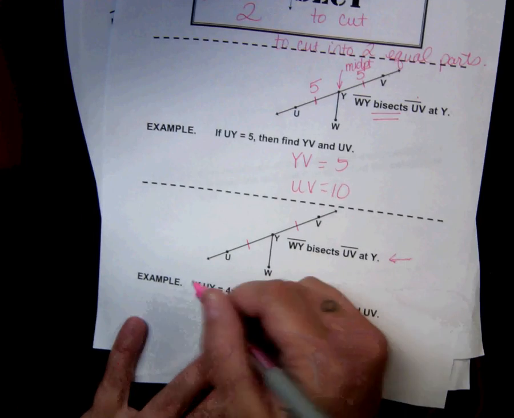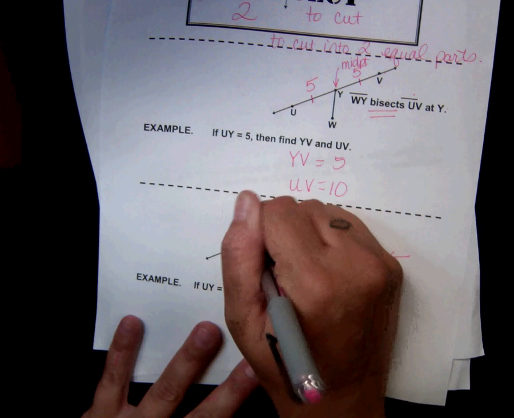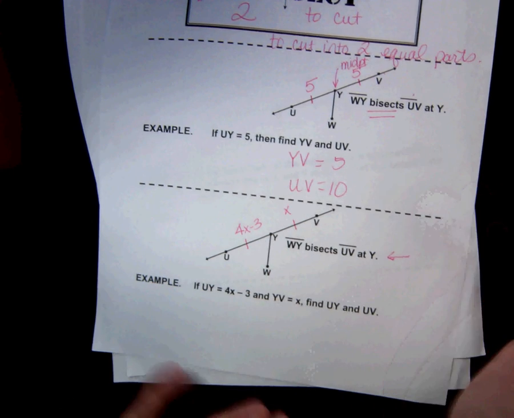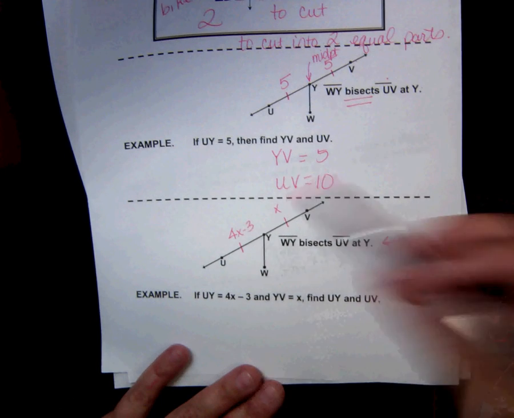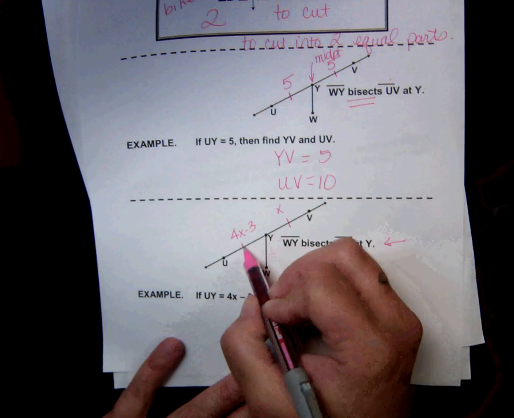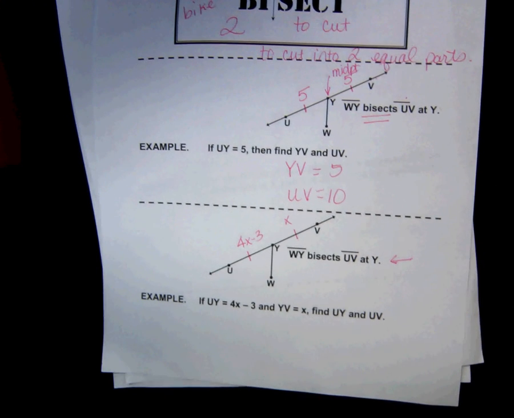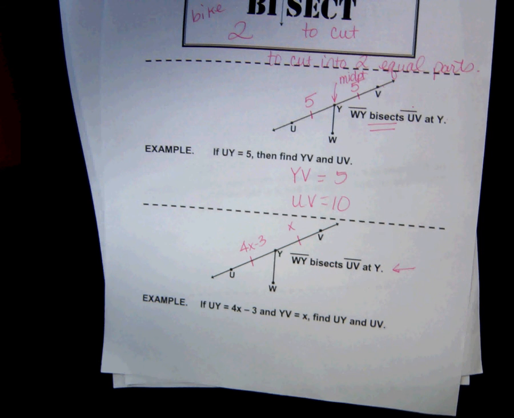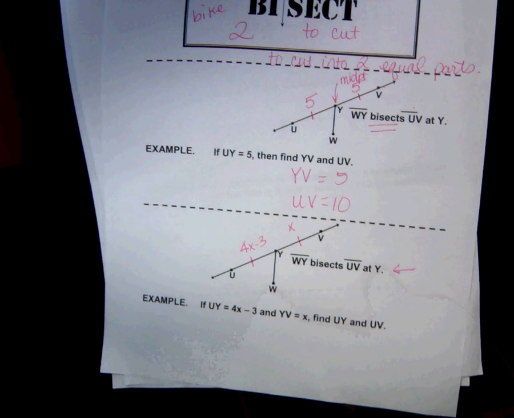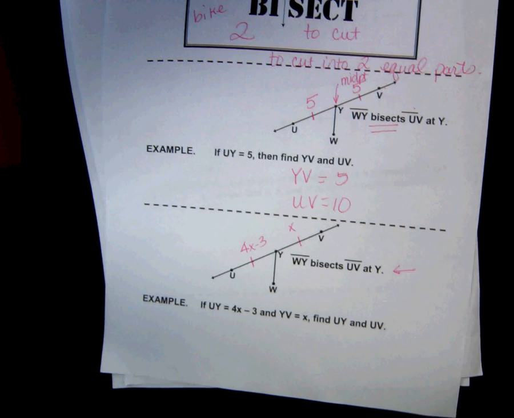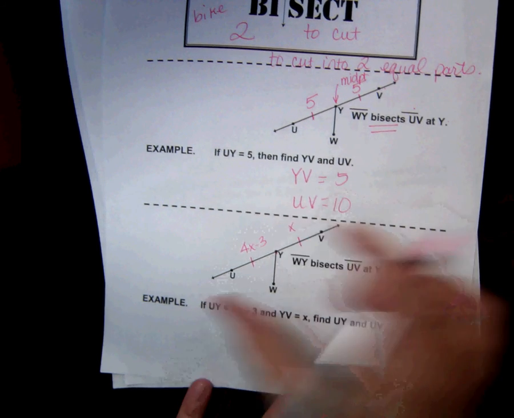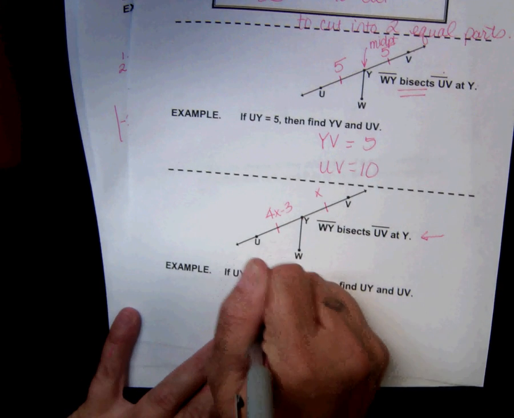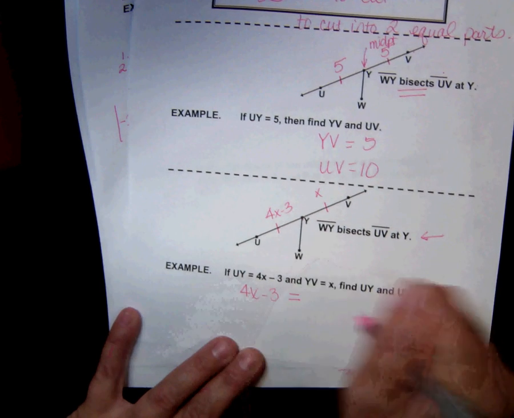Let's go label. UY is 4x minus 3, and YV is x. We have to find some sort of equation that we can make so we can solve for x. Well, these tick marks tell us that they're congruent. The definition tells us since they're congruent, they have the same length. If they have the same length, these two segments are equal. There's our equation right there. This is the midpoint, cutting it in exactly half. So these two segments would be equal. So 4x minus 3 equals x.